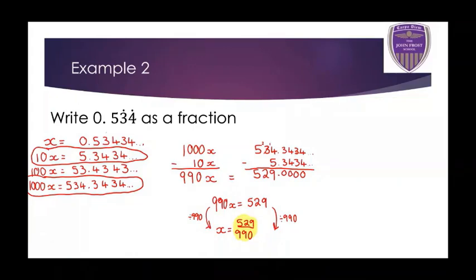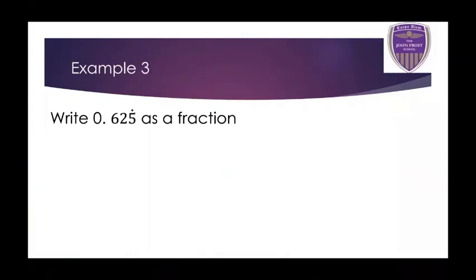Okay. Now let's look at one more example. So here we've got 0.625 recurring as a fraction. Okay, so 0.62 don't repeat, but the 5 does repeat. Okay, so let's write this out. So x is equal to 0.62, which don't repeat, and then it's 5, 5, 5 repeats. Okay, so let's try 10x.